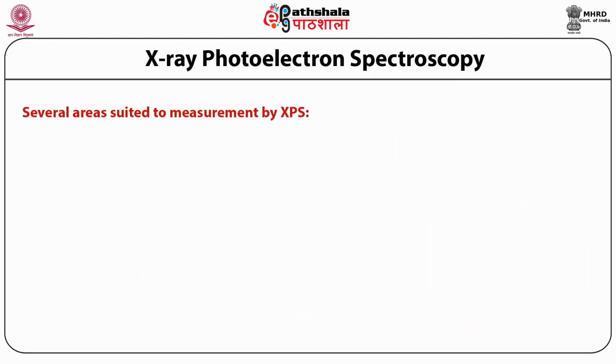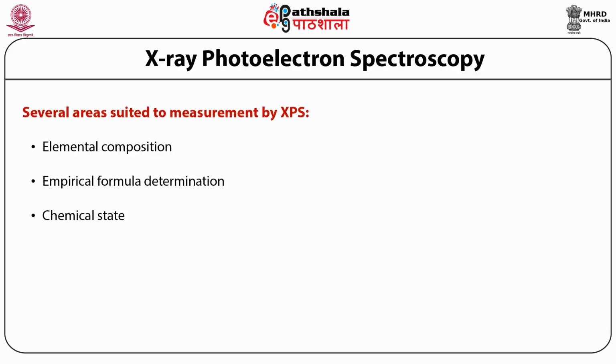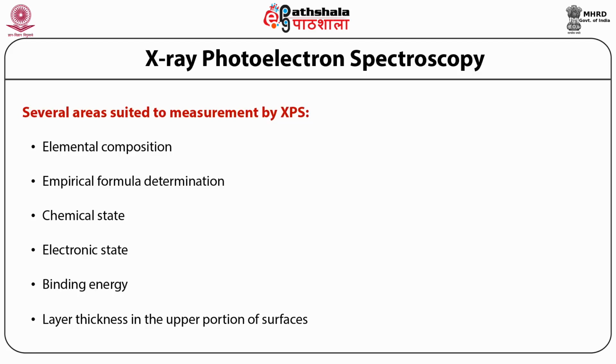There are several areas suited to measurement by XPS. Number 1, the elemental composition of a material can be found out using XPS. It is helpful in determining the empirical formula. It helps in estimating the chemical state of a material. It is useful for the electronic state as well. It gives precise binding energy in a material, and the layer thickness in the upper portion of the surfaces can be found out using depth profiling technique.